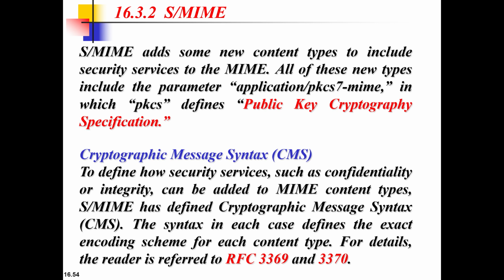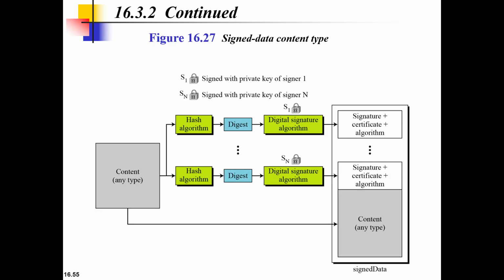S/MIME has defined cryptographic message syntax CMS. The syntax in each case defines the exact encoding scheme for each content type. The following describe the type of message and different subtypes that are created from these messages. For details, the reader is referred to RFC 3369 and 3370. Data content type. This is an arbitrary string. The object created is called data.